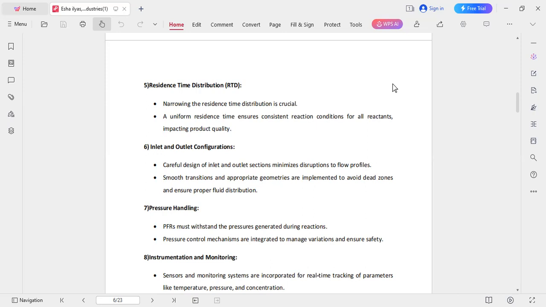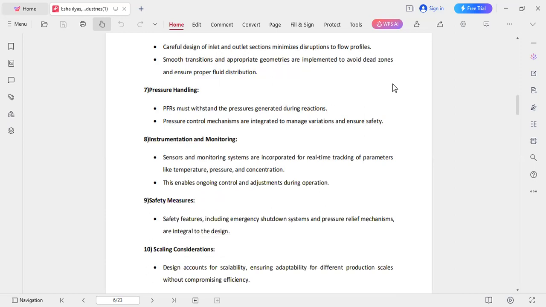Number seven, pressure handling. Plug flow reactors must withstand the pressures generated during reactions. Pressure control mechanisms are integrated to manage variations and ensure safety. Number eight, instrumentation and monitoring. Sensors and monitoring systems are incorporated for real-time tracking of parameters like temperature, pressure, and concentration. This enables ongoing control and adjustments during operation.